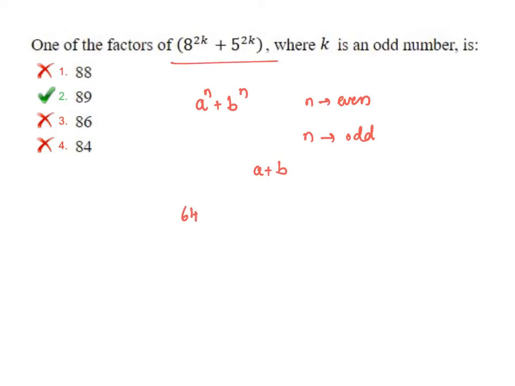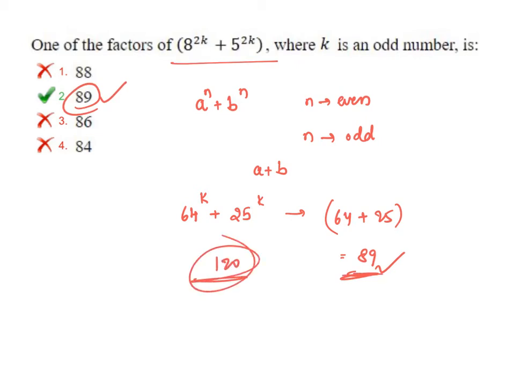I am writing it as 64 to the power of k plus 25 to the power of k. Therefore, a plus b is a factor, which means 64 plus 25 is a factor. 64 plus 25 is 89. So here 89 is there in the options. If you get another number, suppose you are getting 120, and 120 is not there in the options, so you can go for any factor of 120. Suppose 60 is there in the option, then you can go for 60 also, something like that you can do. Now look at the next one.